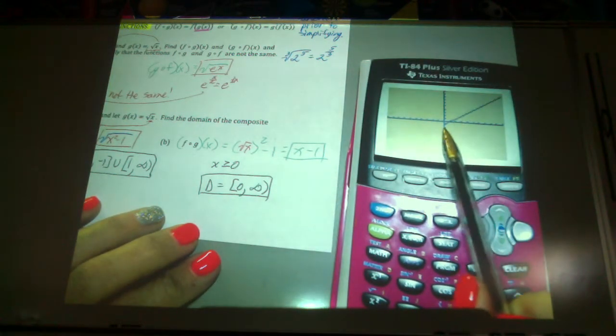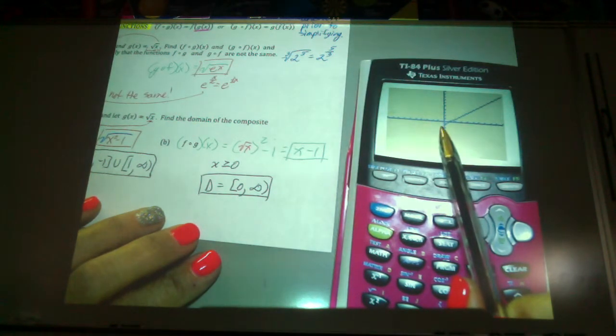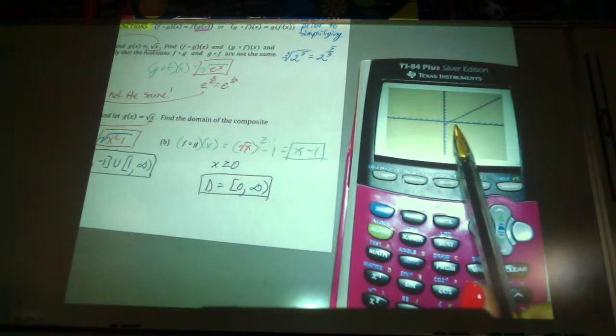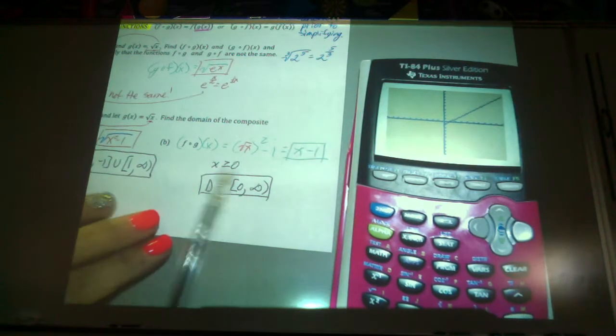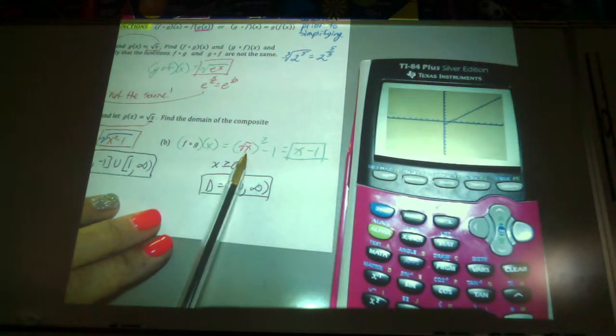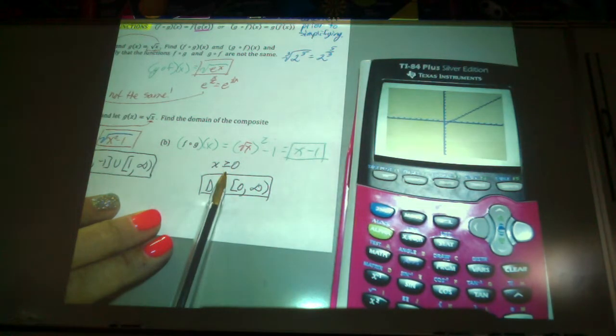Because the leftmost point is this one, and that ordered pair is 0, -1. What's the x value of that ordered pair? 0. So the very smallest x that you can have is 0. That's what I just did here. Algebraically, I took what was underneath the radical, which is just the x, and I set that greater than or equal to 0. That's how I went from here to here.